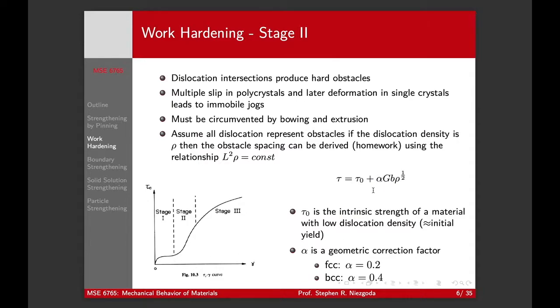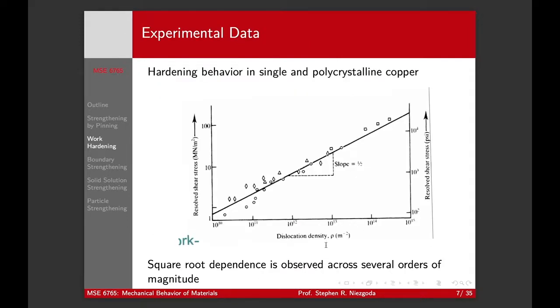And alpha is a geometric factor that depends on the crystal structure. Right, it's significantly less for FCC than BCC or other materials. Okay, so here is just a plot of that square root rho, the square root dependence of the dislocation density. So here is the dislocation density over several orders of magnitude, right?